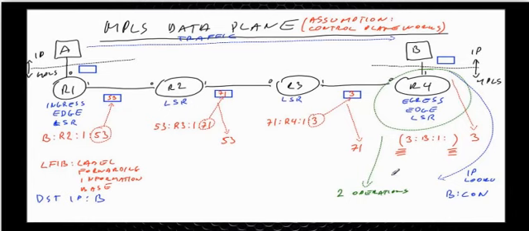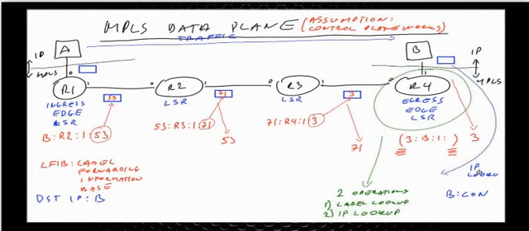So we have two operations. One operation is label lookup, and the other operation is IP lookup. So this is not exactly the most optimal configuration of it all. So this is not the best thing. These two operations are suboptimal.